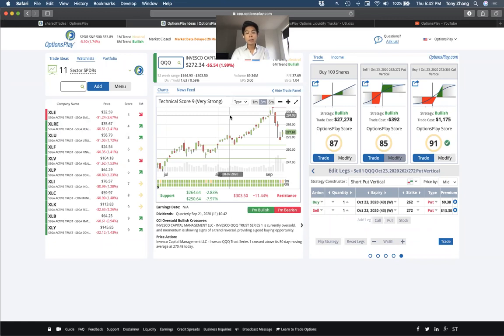Does OptionsPlay support index options? So currently we do not, but we just signed a new deal with NASDAQ. So we will be offering NDX here in the next couple of weeks. So you'll be able to trade all the NASDAQ 100 index options, NDX and NQX.